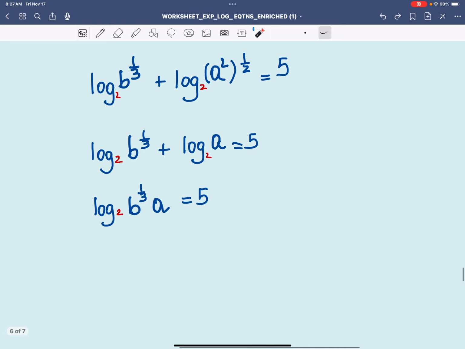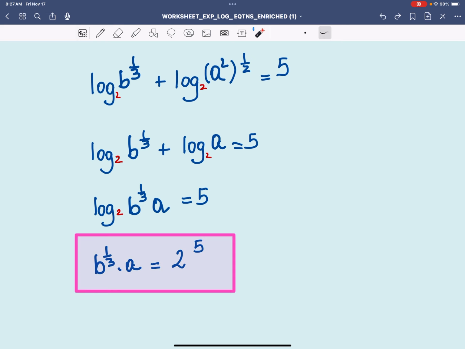So we'll express b to the power 1 over 3 times a in terms of the base 2 exponent 5. So in other words, we're converting a logarithmic statement into an exponential statement. So b to the power 1 over 3 times a equals 2 to the power of 5.